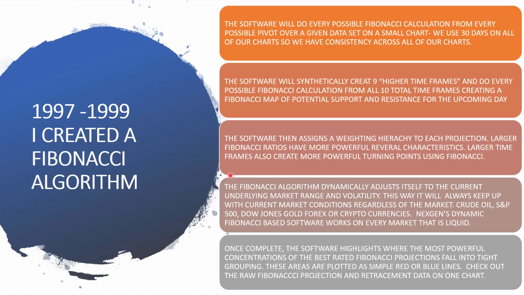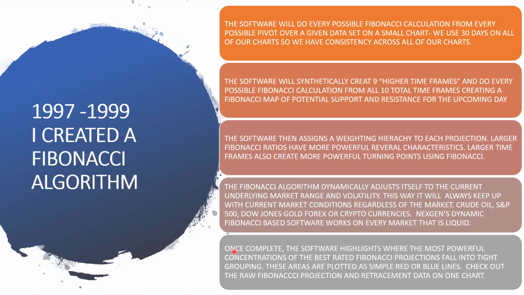And the other really endearing characteristic of Fibonacci is that because it determines the support and resistance levels from absolutes, new absolute highs, new absolute lows, automated Fibonacci support and resistance will always keep up with the current market conditions. Higher volatility, lower volatility, and because it's only measuring raw data, it doesn't care what market it is, whether it's crude oil, the S&P, the Dow Jones, gold, Forex, cryptocurrencies. Fibonacci's dynamic support and resistance, our software will work on any market that is liquid. So no matter what you want to trade, you can use our software on it.